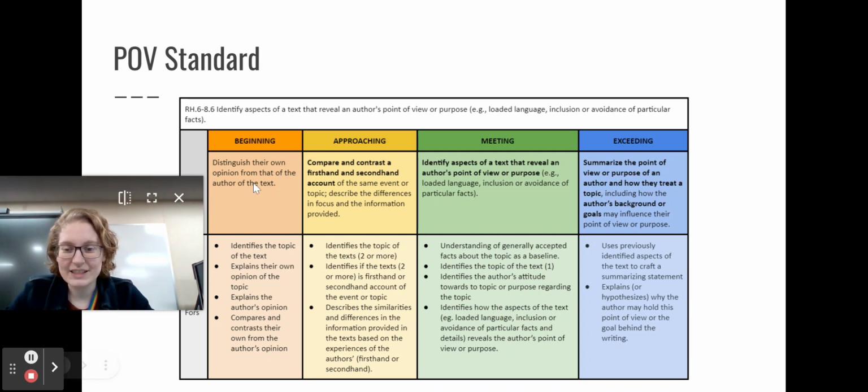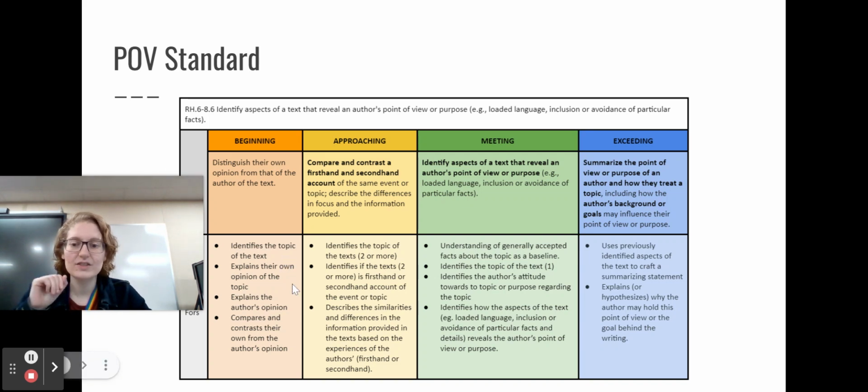So to get a 1, you are distinguishing your own opinion from that of the author of the text. So you're able to tell what the topic is. You might be able to explain your own opinion and the author's opinion and compare and contrast between the two. To get a 2, you're going to be looking at firsthand versus secondhand accounts. So this is where we get primary and secondary sources. We're going to review that in just a minute and think about the differences in focus and the information provided. Identifying the topic, knowing if it's firsthand or secondhand, primary or secondary, and looking at the similarities and differences.